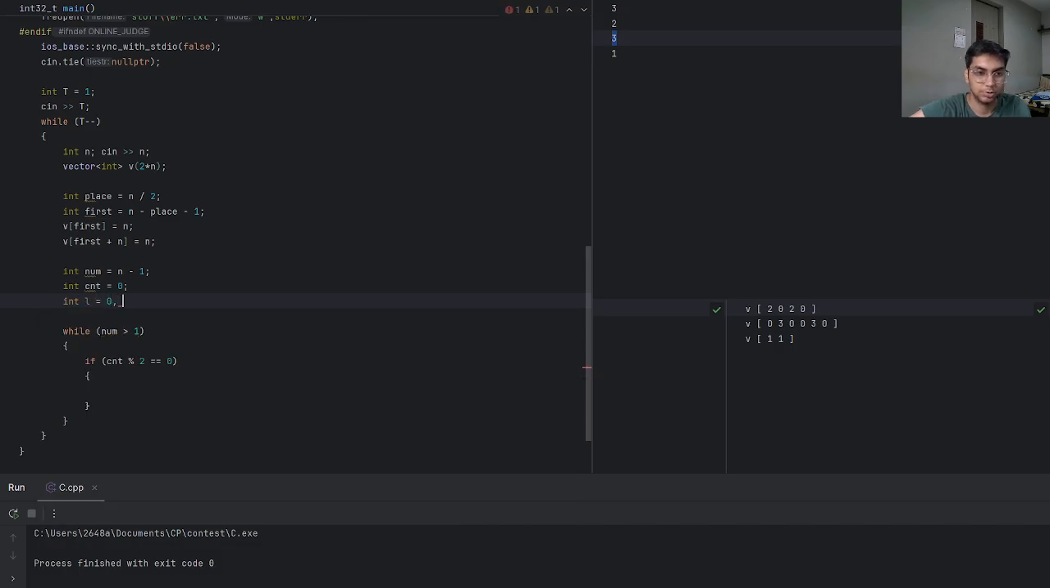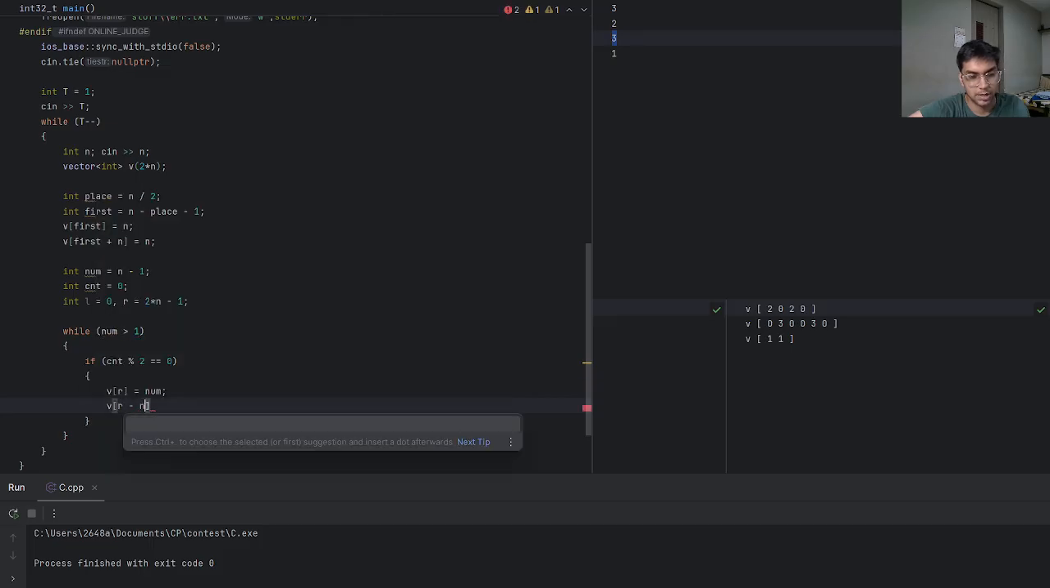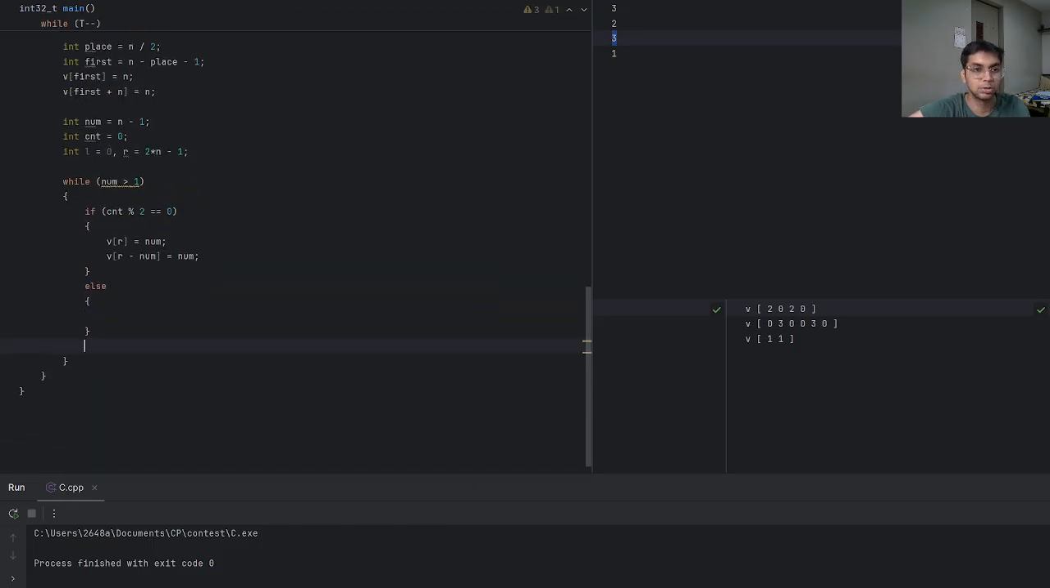So we need L also 0 and R also, not n minus 1, but 2n minus 1. Then if it is 0, then V of R is equal to num. V of R minus n minus num rather equals num. And also then we do num minus minus. If it is odd, then again you do this. Also, we need to do R minus 1.